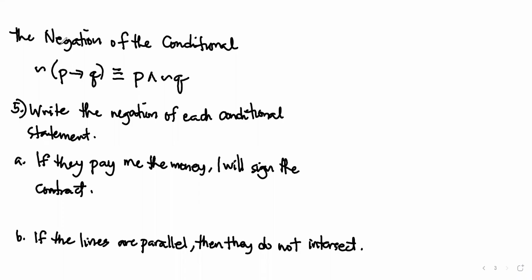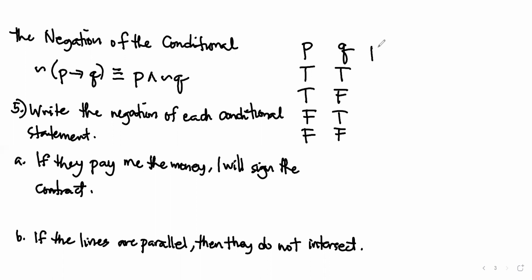The negation of the conditional: it is not true that P implies Q, that is equivalent to P and not Q. So again, we have here an equivalence. It means that the truth table of the negation of the conditional is equivalent to P and not Q. So let's construct a truth table to show that they are equivalent. We have again P and Q: true, true, false, false for P, and true, false, true, false for Q.